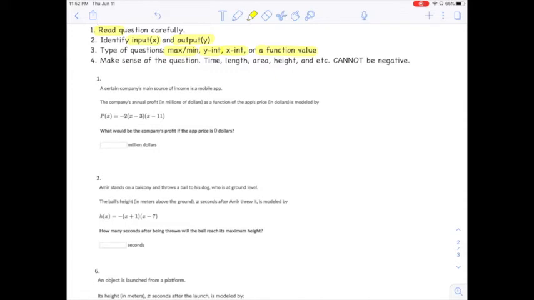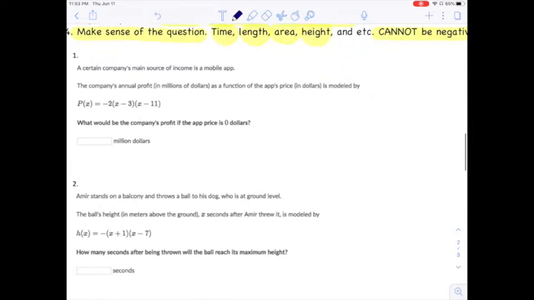And also, we have to make sense of the equation. Time, length, area, height, those kinds of things cannot be negative values, right? It depends on the question. At the end, you need to make sure. And if it is money, then we need to round to cents, right? Those kinds of things. So, let's look at the questions, guys.